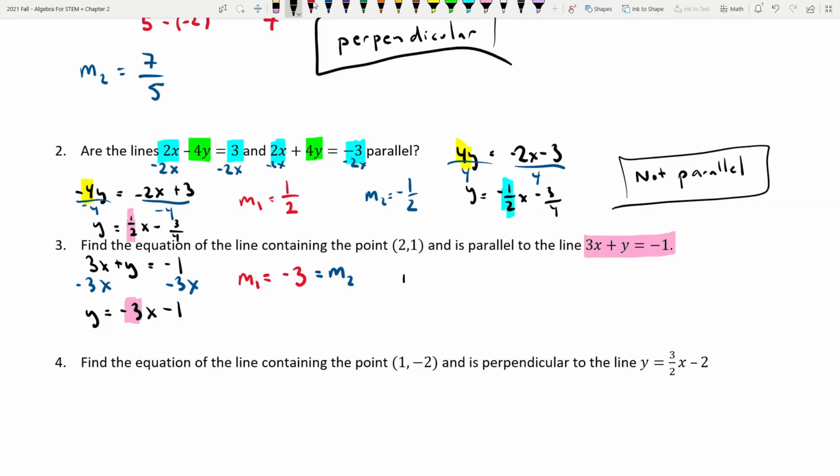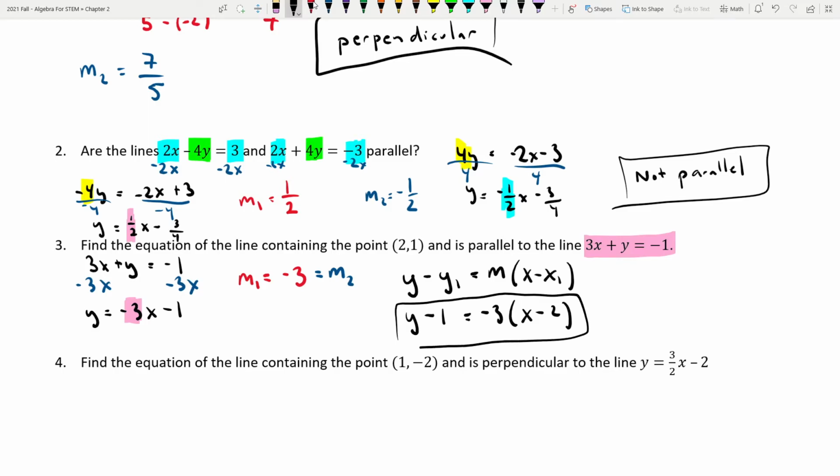The equation will be y - y1 = m(x - x1). This uses the point-slope form of the line. So here I have y - 1 = my slope m, which is -3, times (x - 2). This is an equation for this line. If you want it in slope-intercept form, you solve for y. But since that wasn't asked for, I'll stop here.